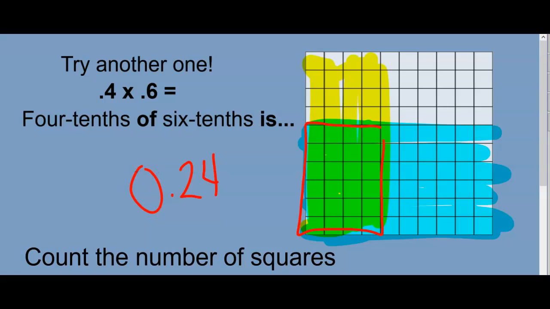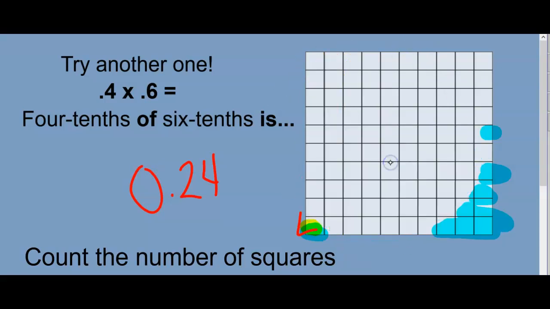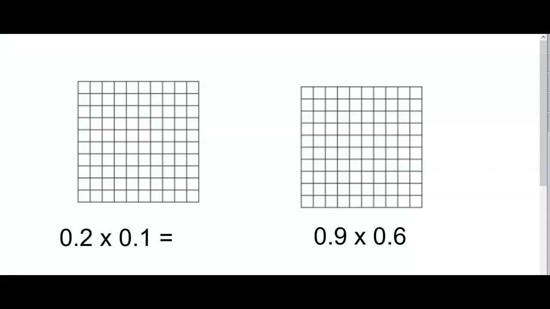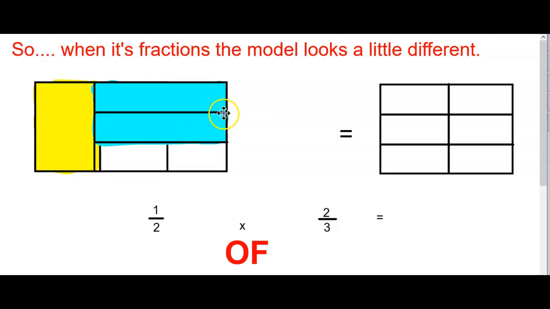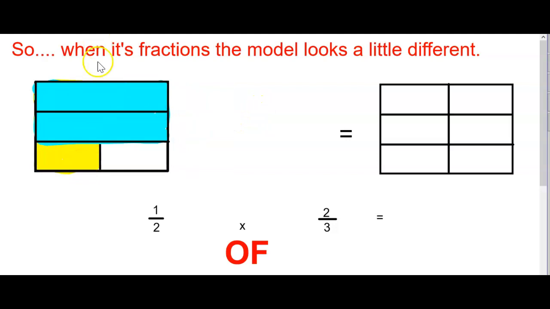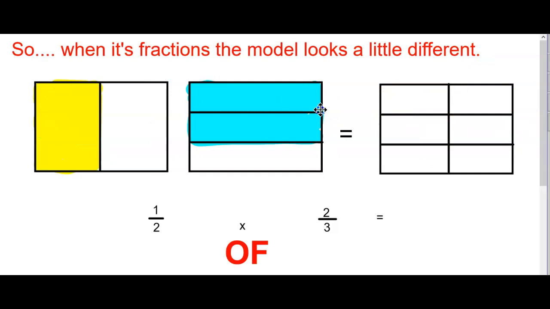So let me erase that real quick. When we look at fractions, we're once again finding a piece of a piece, but it's not necessarily out of tenths, okay? So when I'm talking about finding 1/2 of 2/3, I have to take a shape and cut it in half and then cut that same shape into thirds. When they're overlapping each other, you're actually going to see 6 pieces. So it's going to be cut in half this way and cut in thirds the other way, and it's going to look like 6 pieces over there.